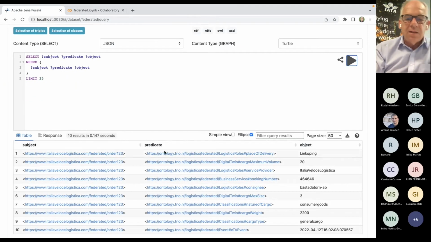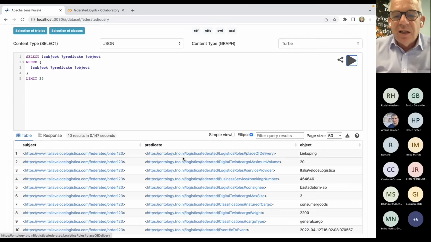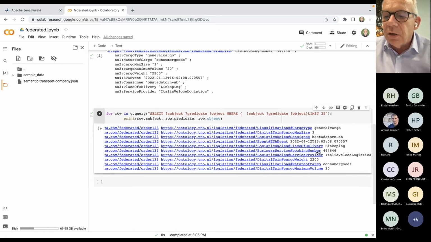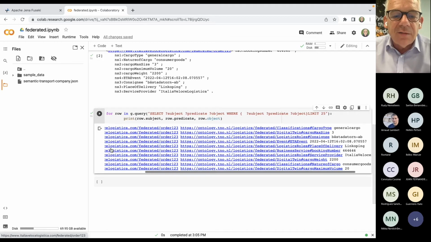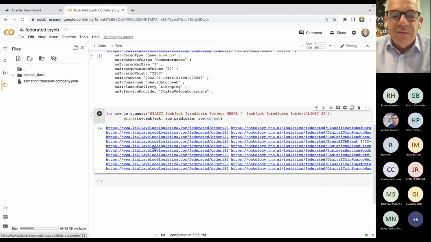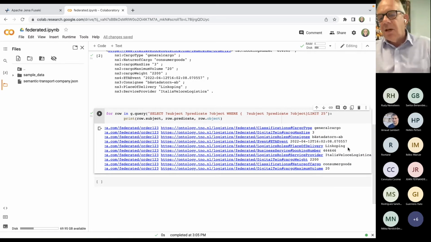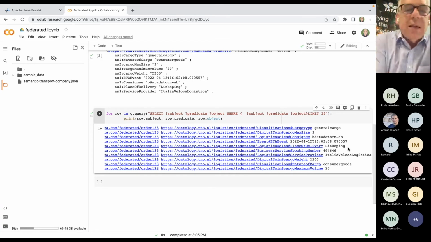The format is a little bit nicer, but you can see here, the first line, it says Italia, veloce logistica, etc., etc. And then we have the place of delivery, Linköping, and I go here. What do I get? Okay, not in the same order. So there's the line here, you can see it. Italia, veloce logistica. And then we have the place of delivery, Linköping, okay? So it's not in the same order, but that's because these are not ordered tables.